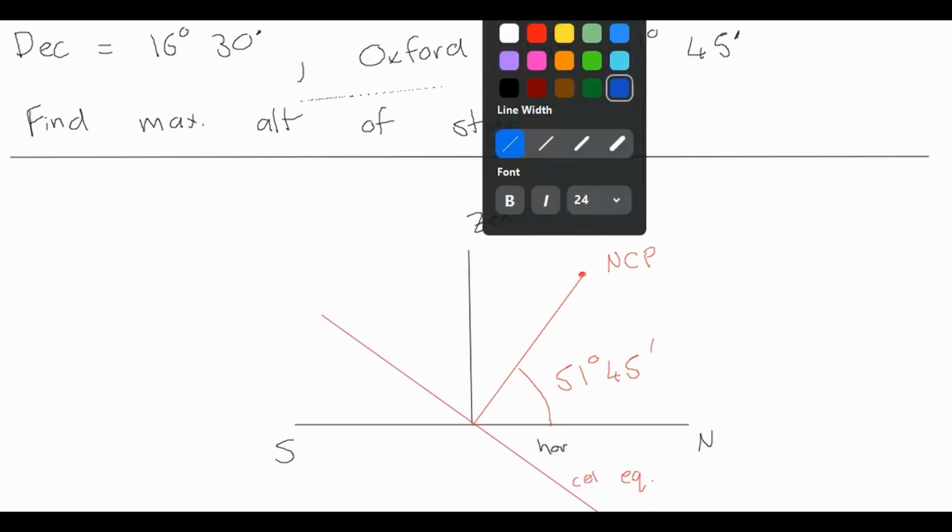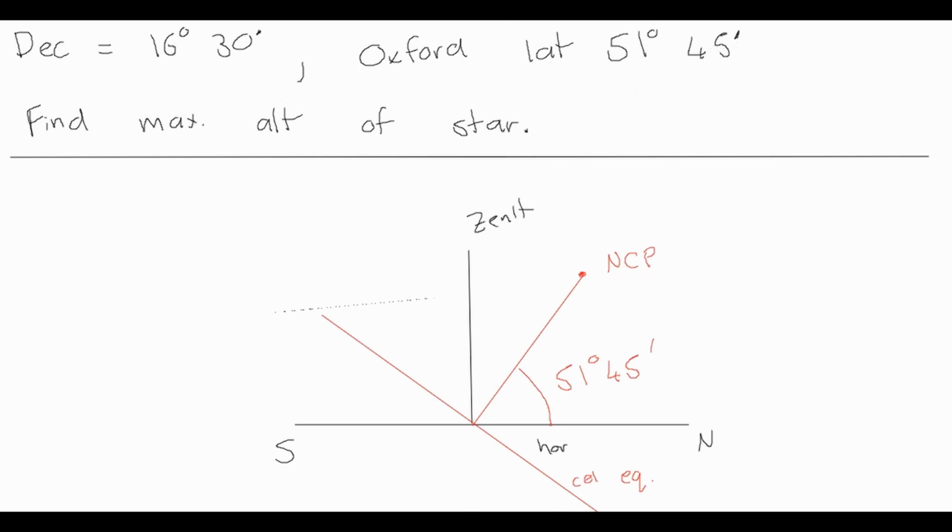And now we can fill in the angles that are missing. The next thing we need to do, we need to put our star on the diagram. Now, declination is the angle above the celestial equator. So there are two places where the star could be 16 degrees 30 arc minutes above the celestial equator. The first one is over here, and the second one is down below the horizon. But in both cases, the angle between your star and your celestial equator is 16 and 30.